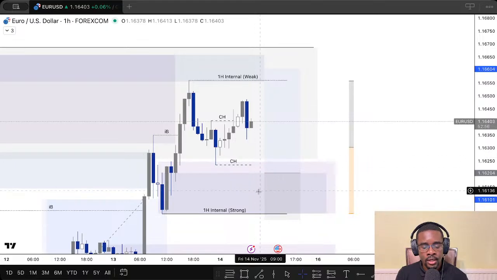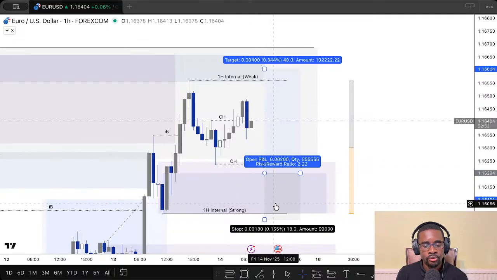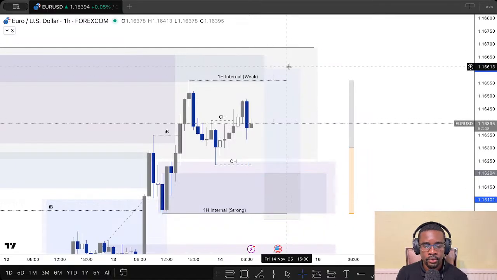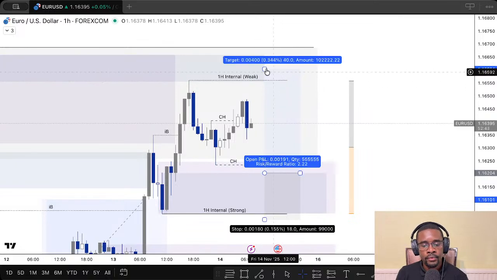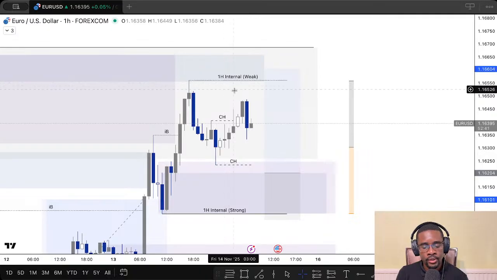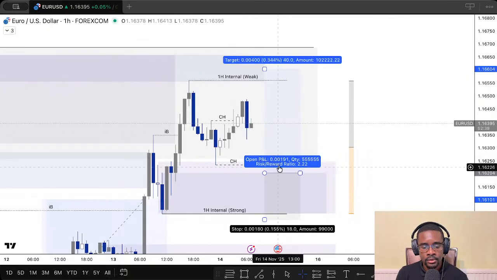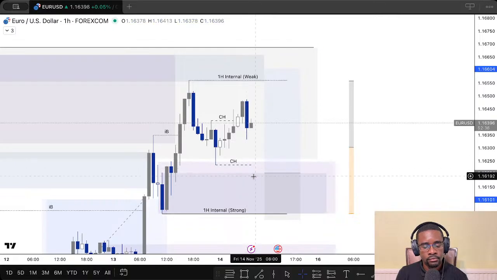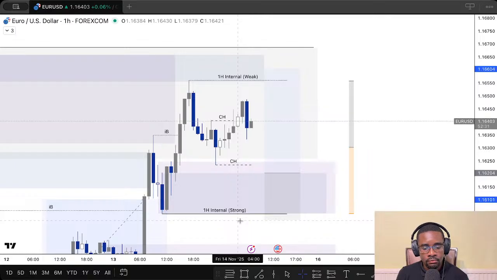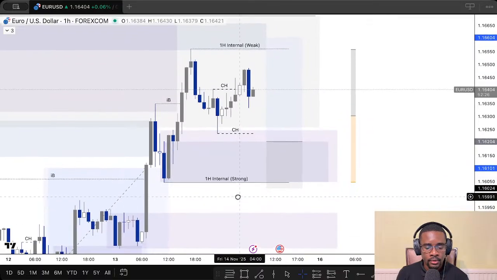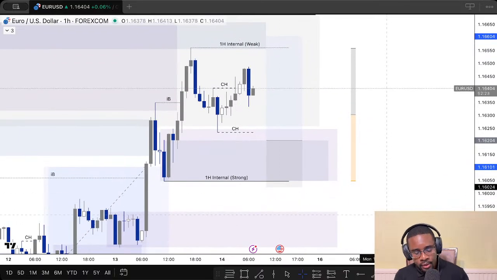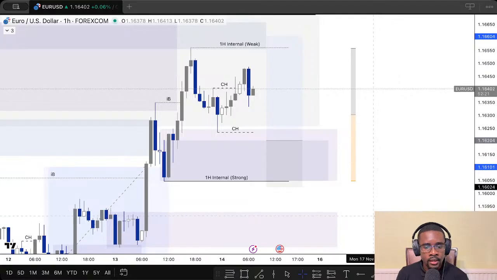Price could push down, push up, and then maybe have a deeper retracement, and then finally go to take out the weak high. Or this could be the end of the upward trend, and then price could just melt, take out this 4-hour demand, and take out this strong low, and then that could be the start of a bearish move. But that's the analysis for the day.